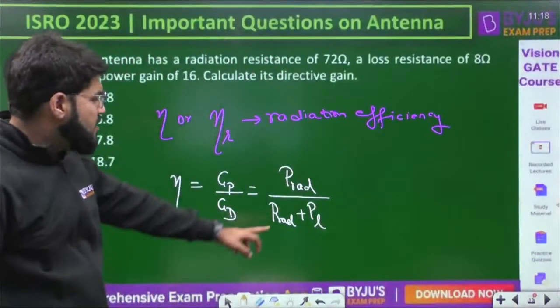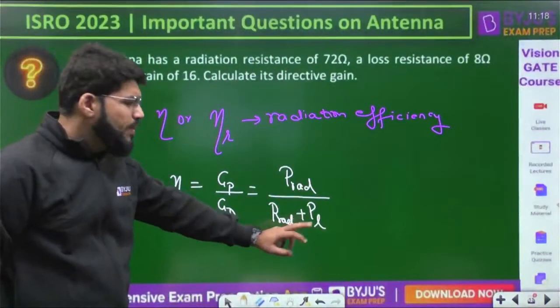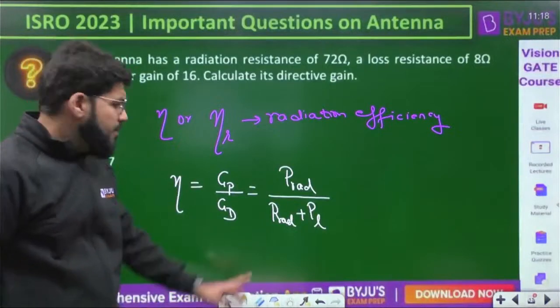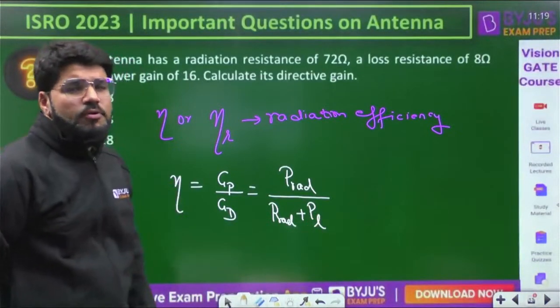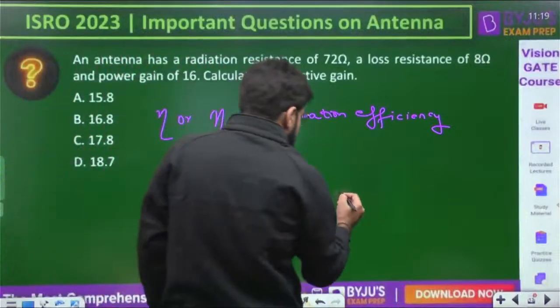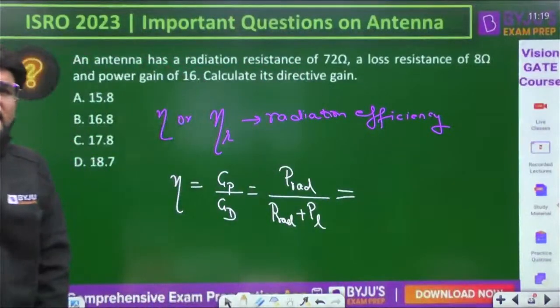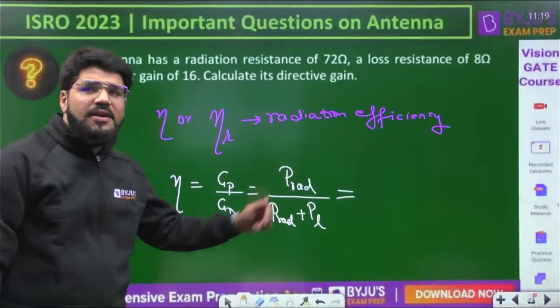Okay, so some part is lost. Conductor losses or ohmic losses, this is what we call it. And the remaining part is radiated. The total radiated power plus lost power is the input power. That is what is supplied to the antenna.